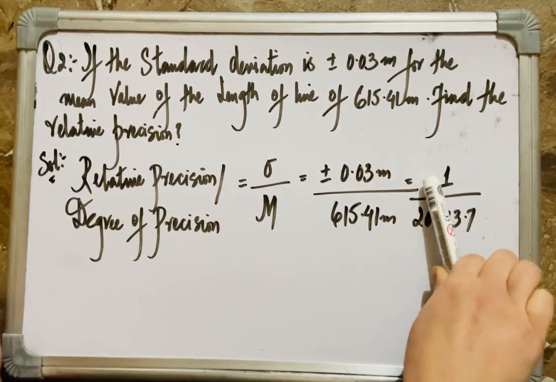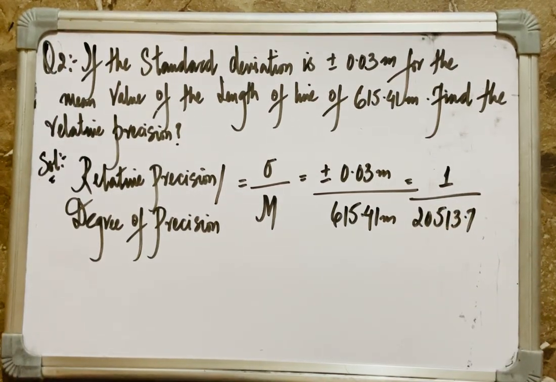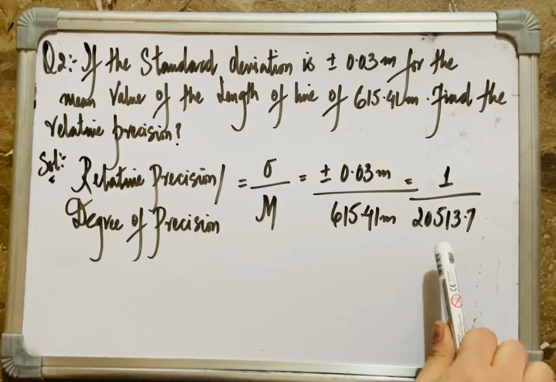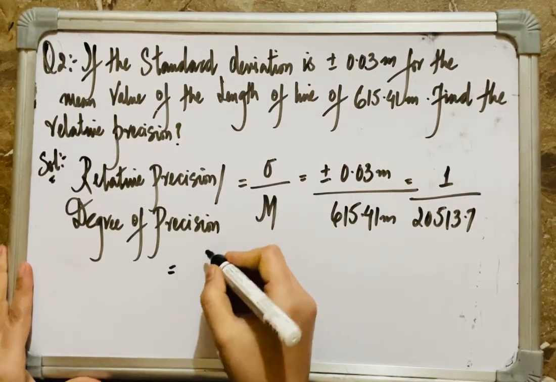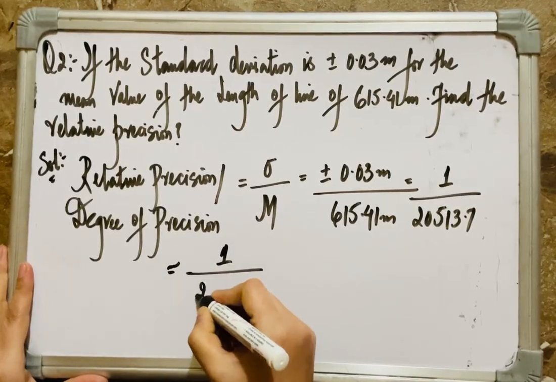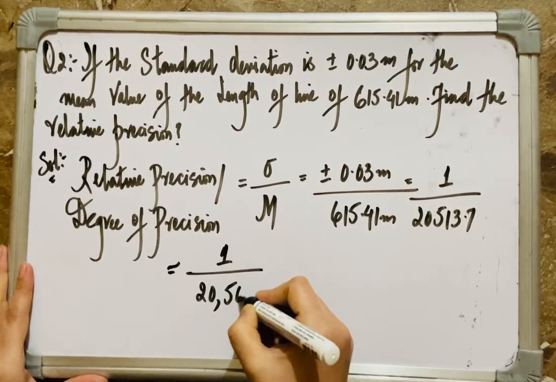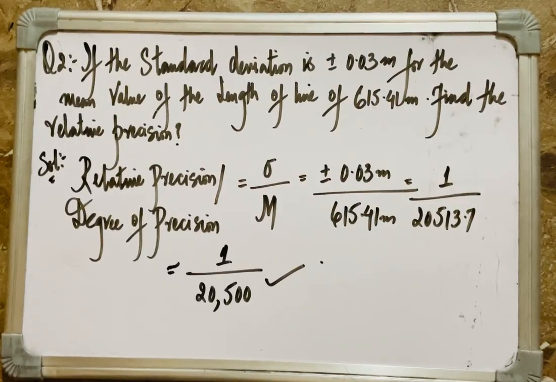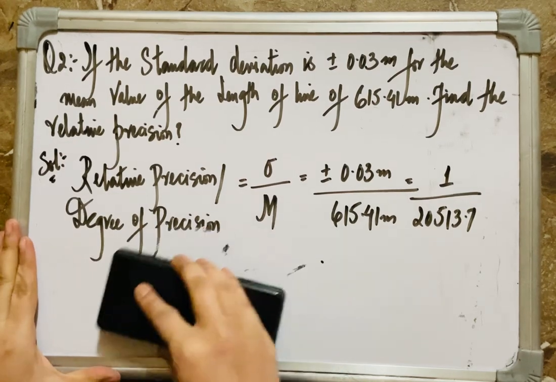By calculations, it is equal to 1 by 20513.7, since we always express our numerator as unity. So this is the ratio, but if I'd like to round off my denominator, it is approximately equal to 1 by 20,000. So this is the relative precision. Relative precision, or the degree of precision, is used to express the precision of the various measurements, and it's usually expressed as a ratio between standard deviation and the mean value of measurement. Moving on, let's do the next question.